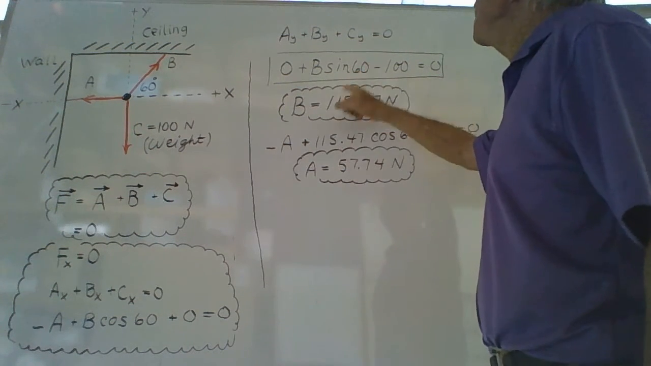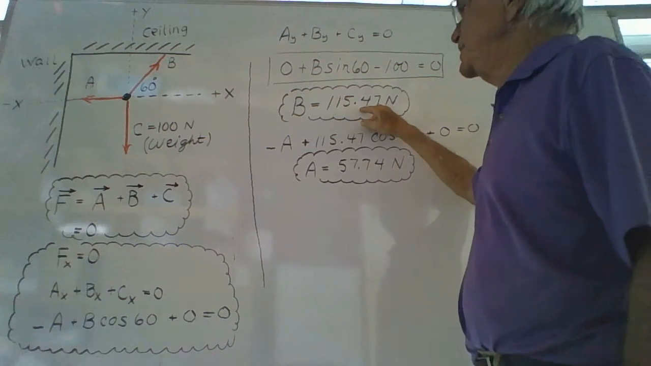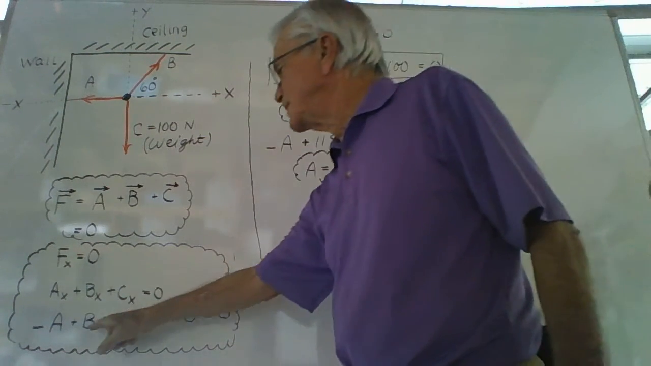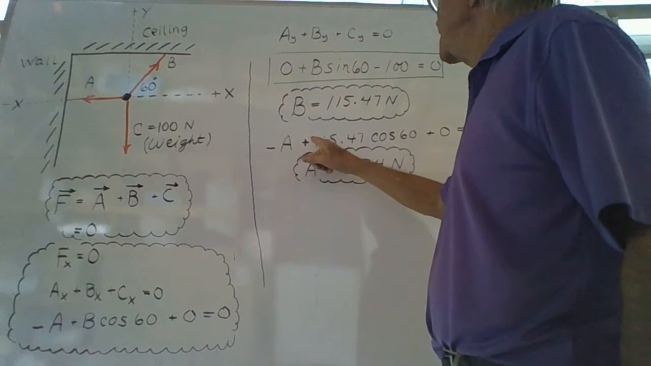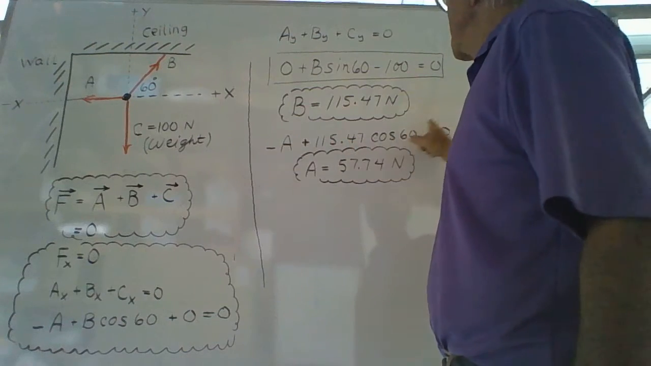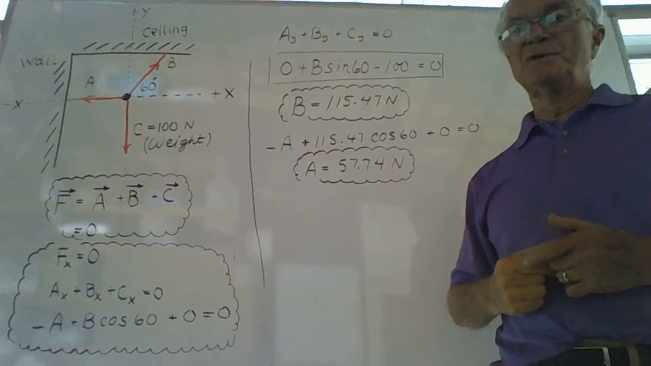Solving this equation for B and substituting this value of B here into this first equation, repeated here, we get the value of A is 57.74 newtons.